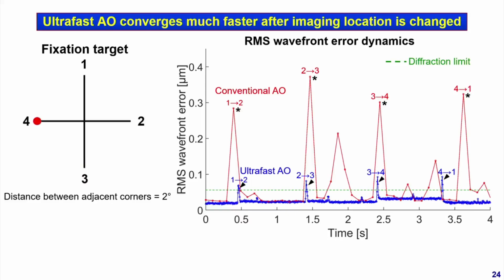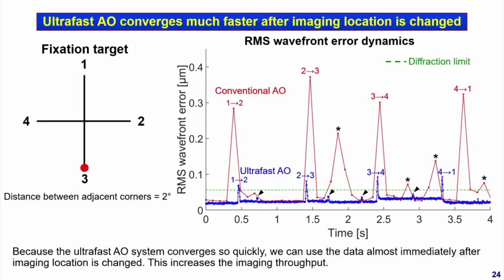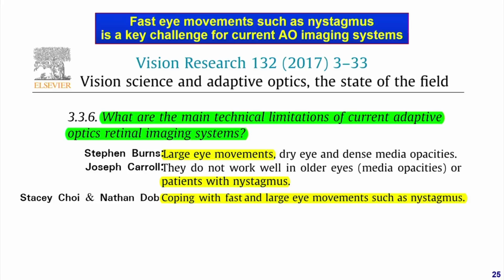In between changing the fixation locations, large wavefront error spikes above the diffraction limit were observed with conventional AO, while the spikes with ultrafast AO were always below the diffraction limit. Because the system converges so quickly, we can use the data almost immediately after imaging location is changed. This increases the imaging throughput.